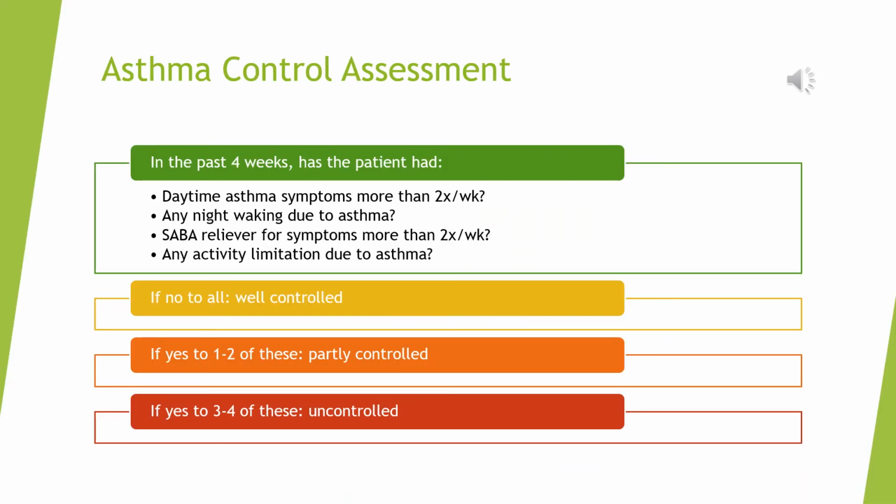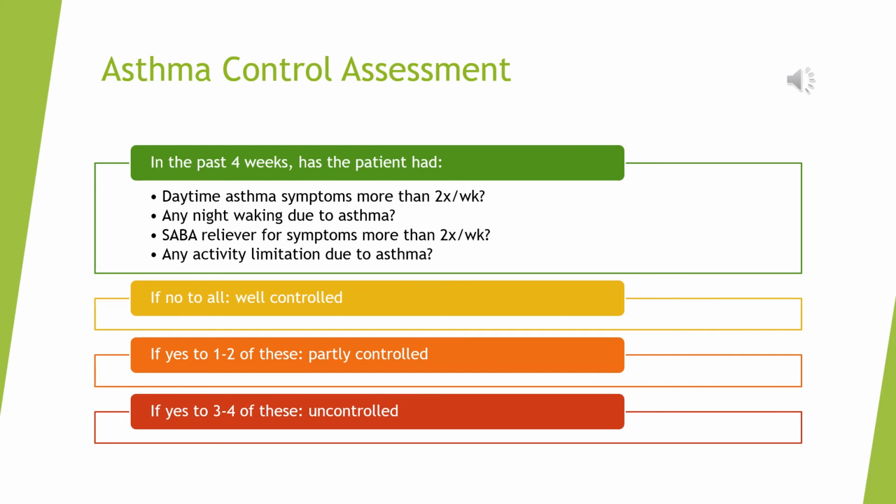After you initiate the patient on a treatment for their asthma, you should always assess their asthma control in follow-up visits. So to assess control, you want to ask these questions. In the last 4 weeks, has the patient had any daytime asthma symptoms more than twice a week? Any nighttime awakening? Any reliever use more than twice a week? And then any activity limitations?